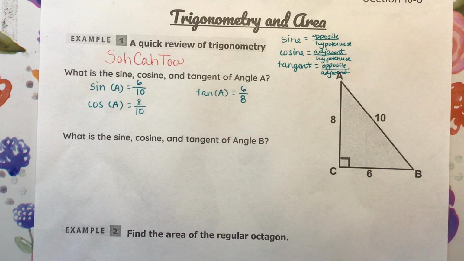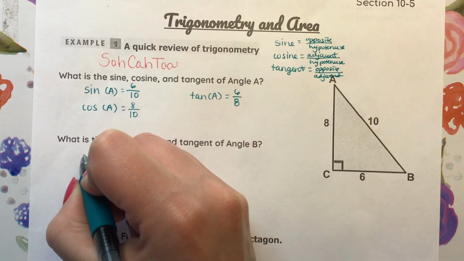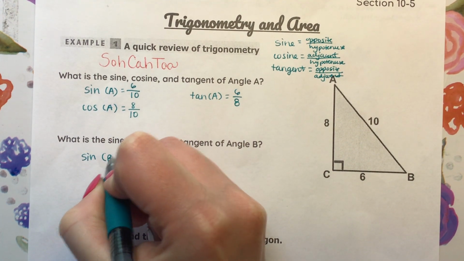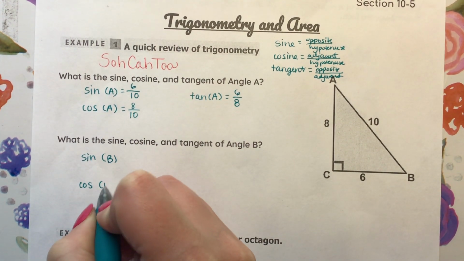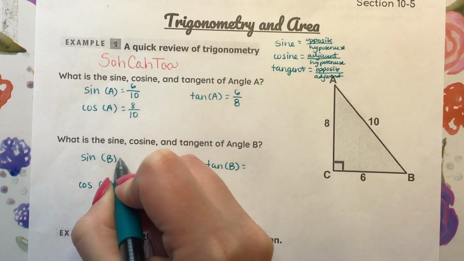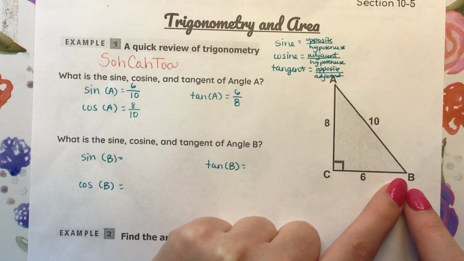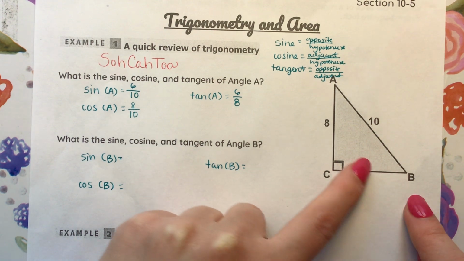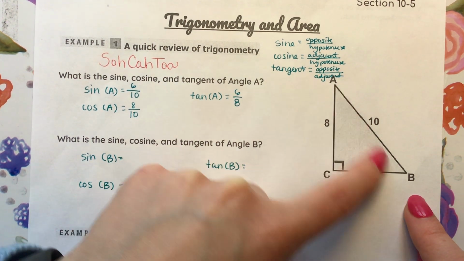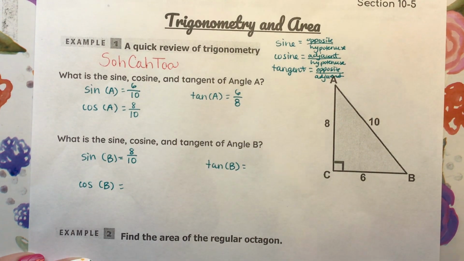Now we want to find the sine, cosine, and tangent of angle B. So angle B is right here. We want to find the sine of B, the cosine of B, and the tangent of B. So here's B. What is the opposite side from B? Because sine is opposite over hypotenuse. Opposite of B is 8, while the hypotenuse is still 10. So I have 8 over 10 for the sine here.